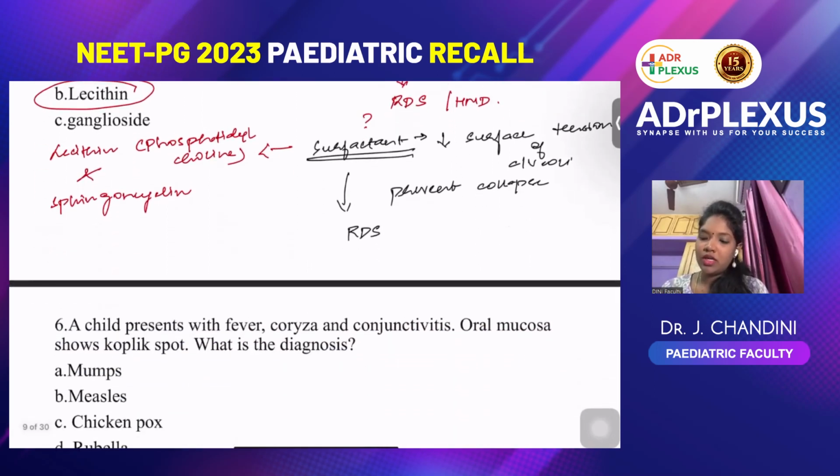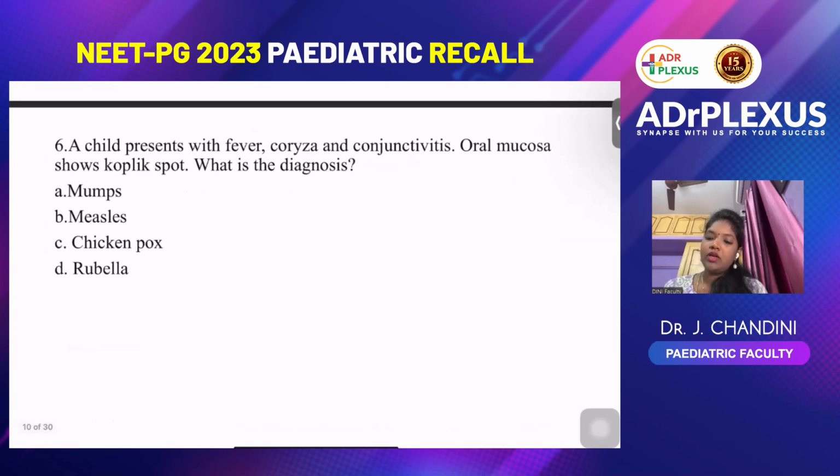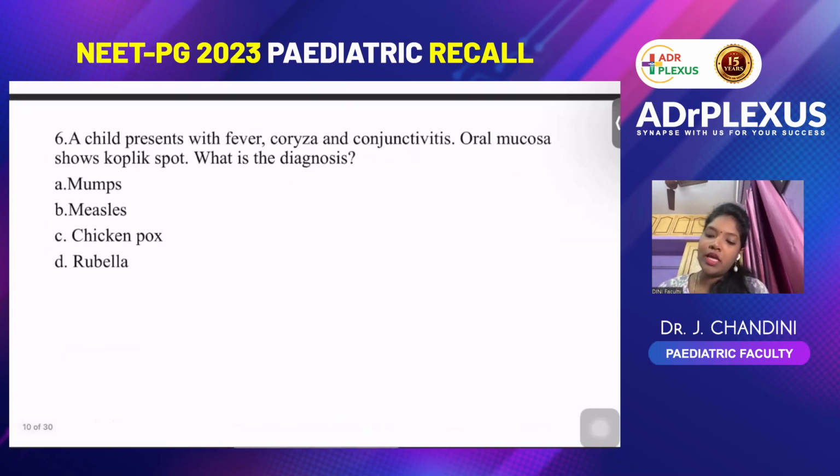Now coming to the next question. Again, we have a scenario. What is the scenario? A child presents with fever, coryza, and conjunctivitis. The oral mucosa is showing Koplik spot. What is the diagnosis? So where do you get Koplik spot?